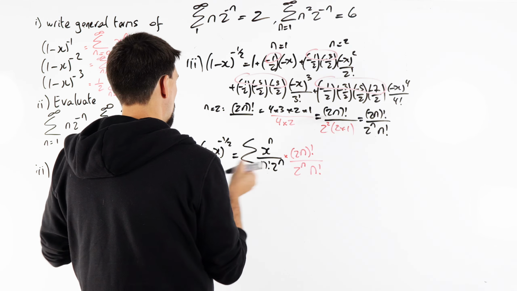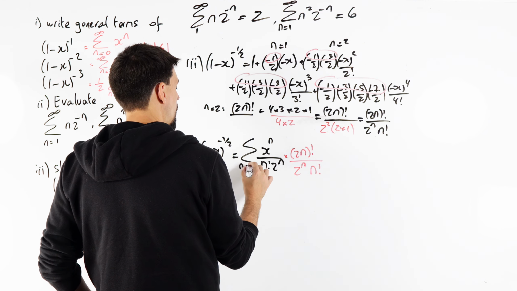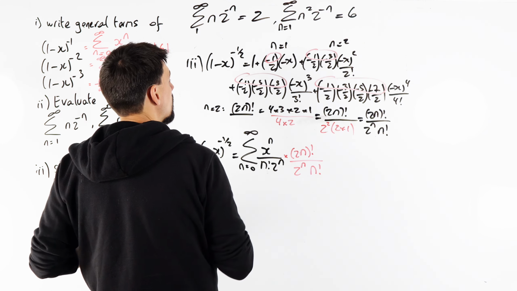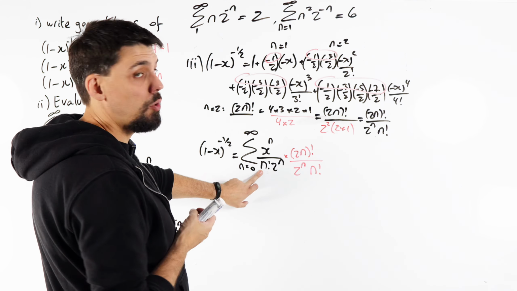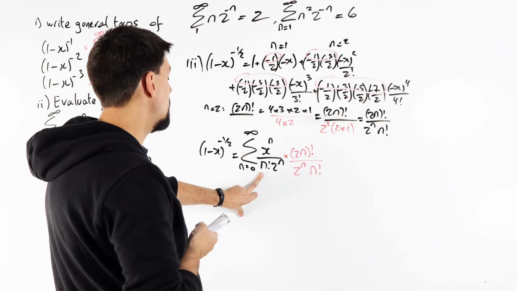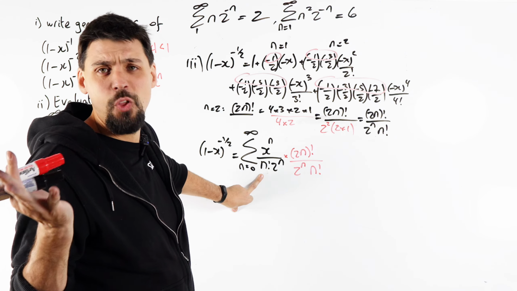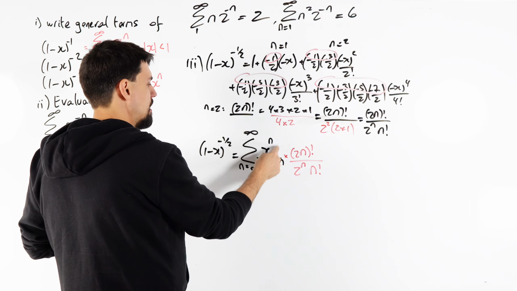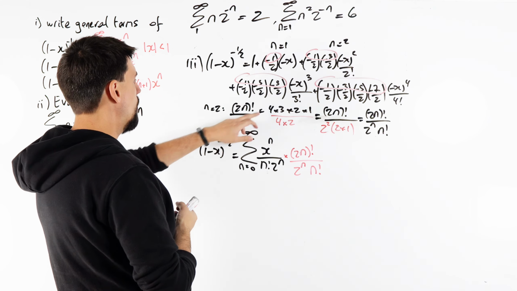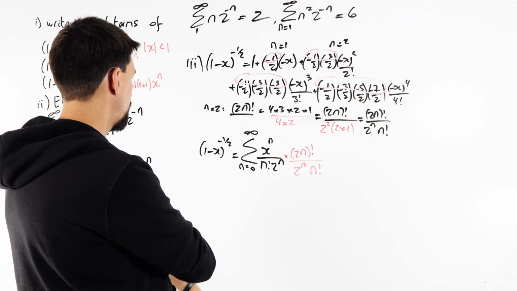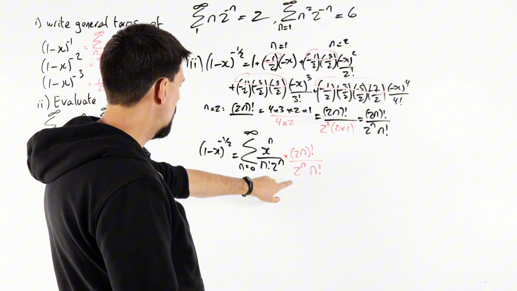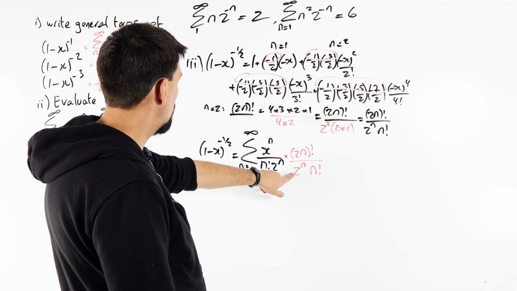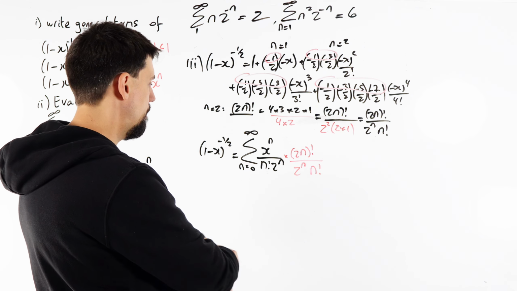And now, does that work for n is 0? 2 to the 0 is 1. 0 factorial is 1. Trust me, I've tested it. X to the 0 is 1. So that does work out. We do get 1 for our first term. And how about 1 factorial, 2 factorial, yeah, that works out.